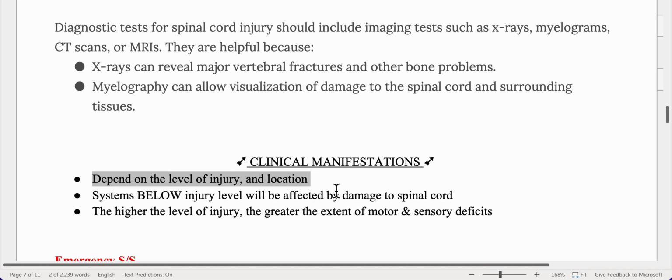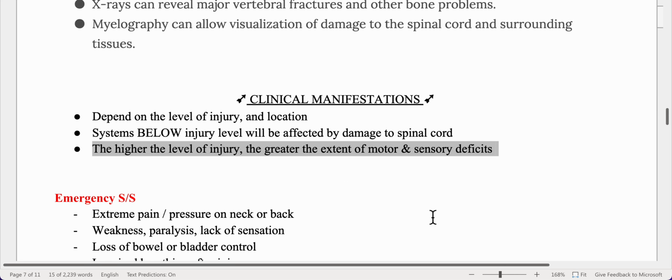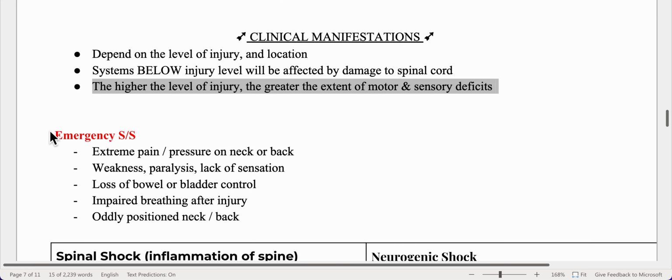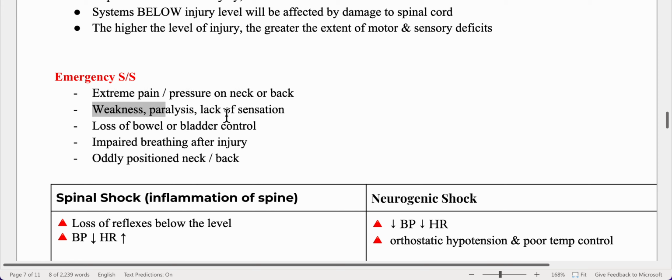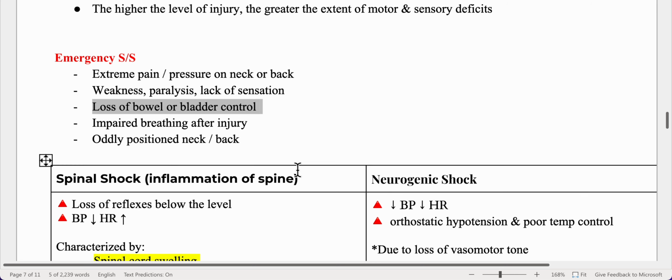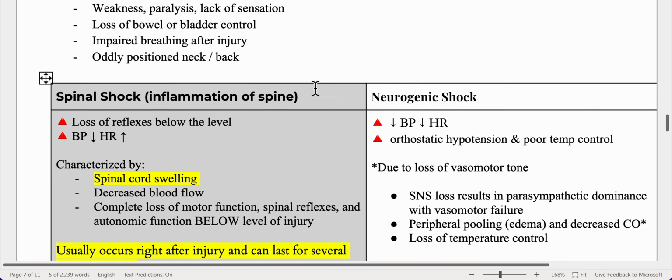Clinical manifestations depend on the level of injury and location. Systems below injury level will be affected by damage to the spinal cord. The higher the level of injury, the greater the extent of motor and sensory deficits. Emergency signs and symptoms: extreme pain, pressure on neck or back. Weakness, paralysis, lack of sensation. Loss of bowel or bladder control. Impaired breathing after injury. Oddly positioned neck or back.